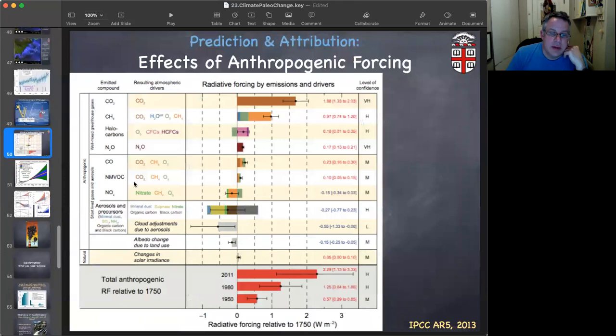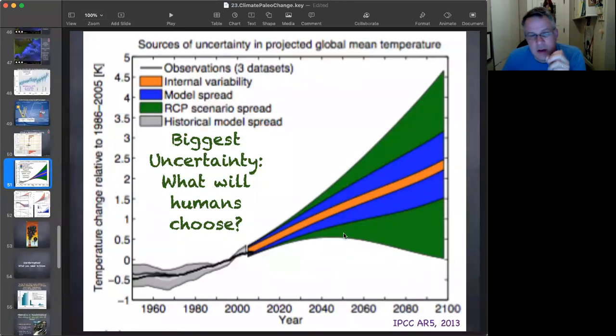I'm going to skip a little bit about this. So this is a breakdown of how the different forcing agents sum up to make the total observed change. But here's one related issue about this uncertainty.